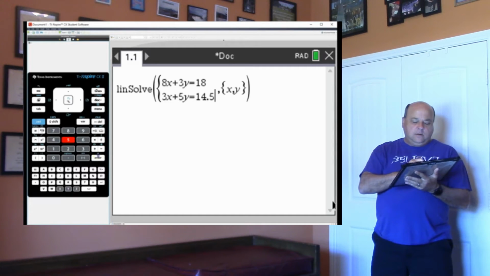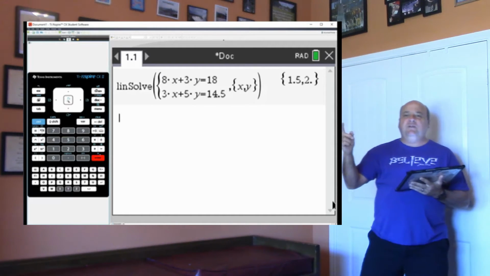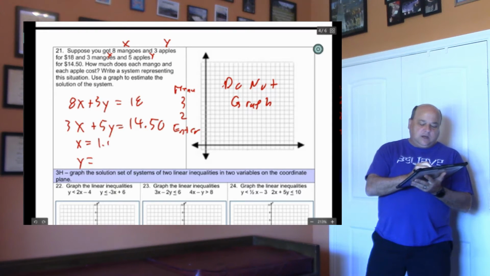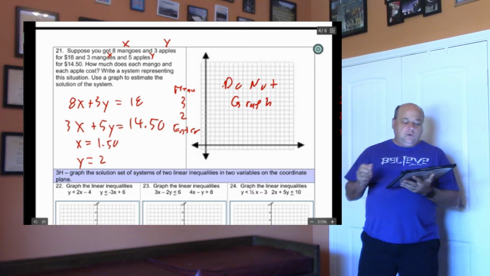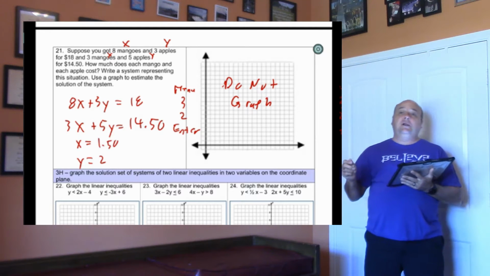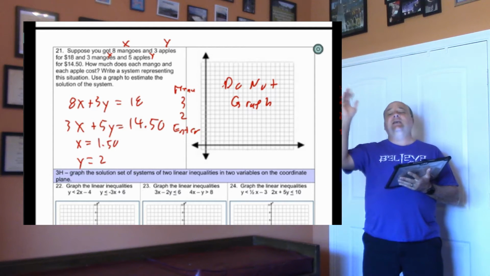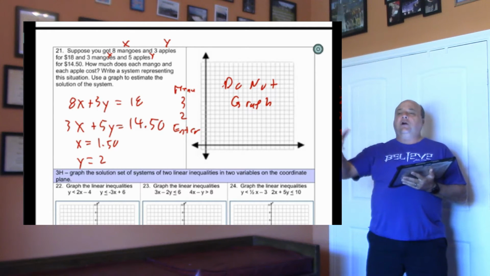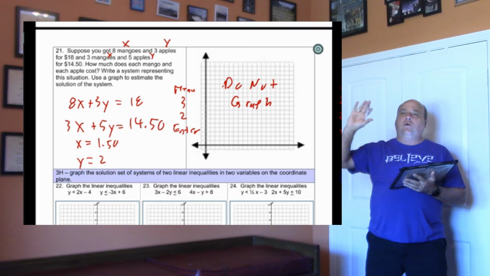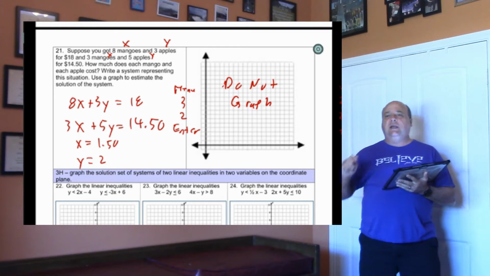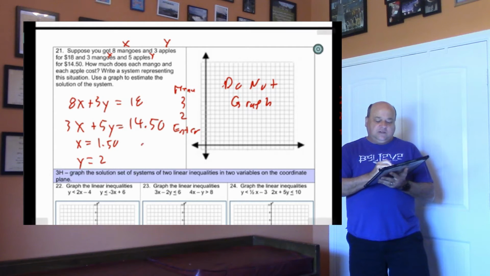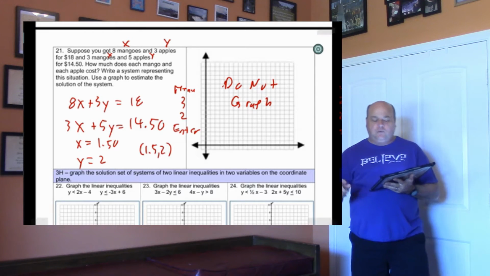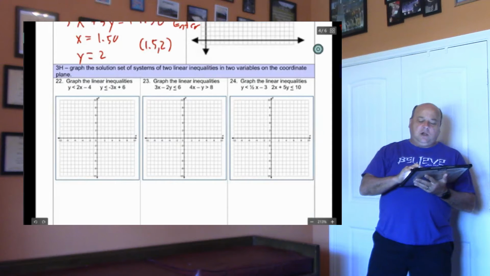Then you hit enter. And bam. So it's $1.50 for x and $2 for y. So x equals $1.50 and y equals 2. That's how much each one would cost, correct? Piece of cake. Make sure you're answering the question, okay? On the STAAR test, if they want you to do a graph, the graph will be there and you just get the intersection point. Remember, this is the point where the two lines cross, right? That's the intersection point. Let's keep going.